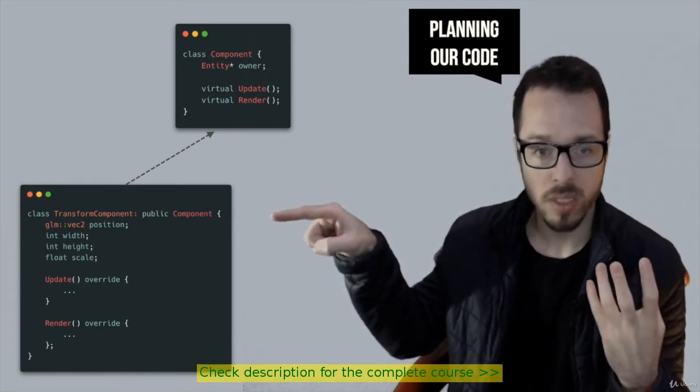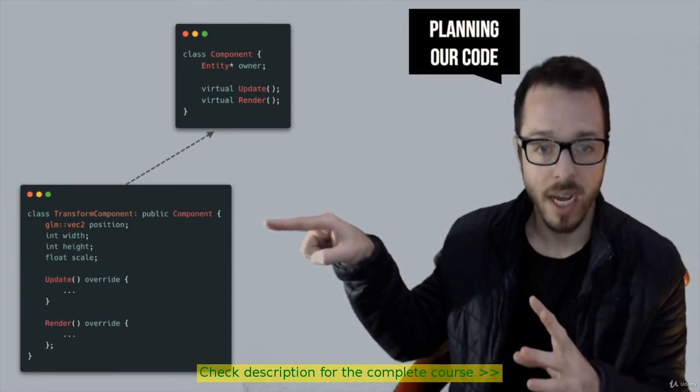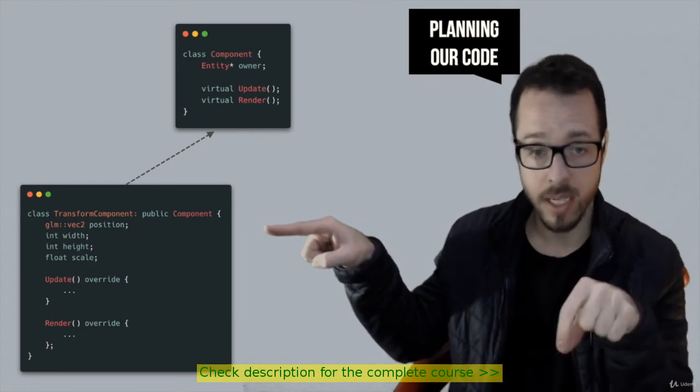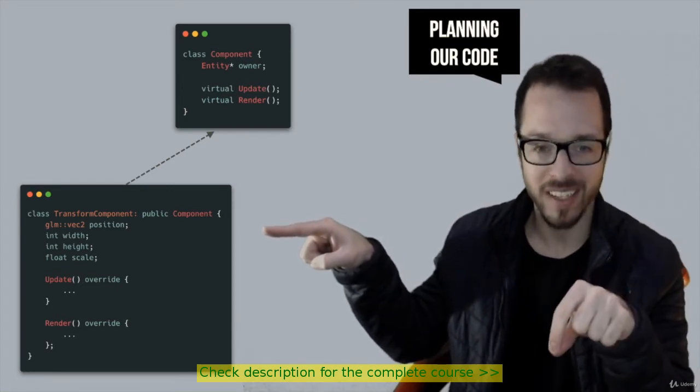Transform component, I'm just going to keep things very simple, right? I have a vector to position, where it is x, y, and z, or x and y in our 2D game.